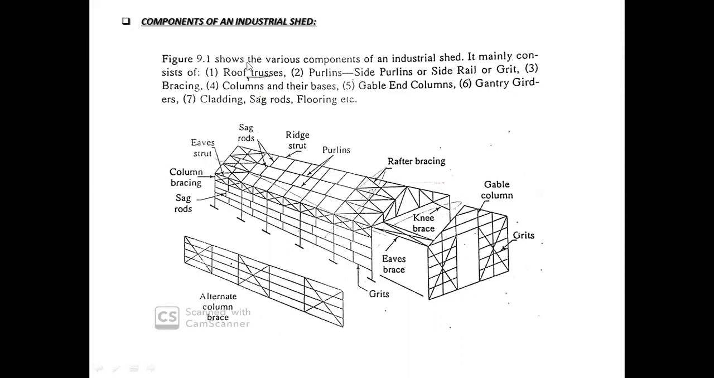Here you can see the figure shows the various components of an industrial shed. It mainly consists of roof truss, purlins, side purlins or side rails or girts, bracing, columns and their bases, gable end columns, gantry girders, cladding, sag rods, flooring, etc. Okay.